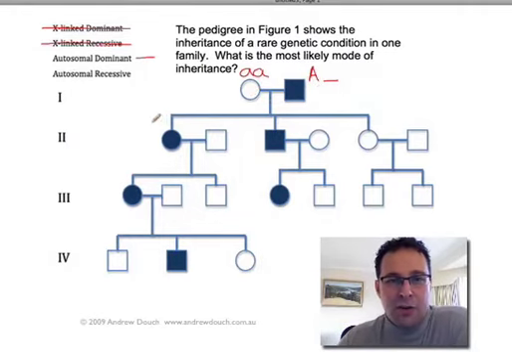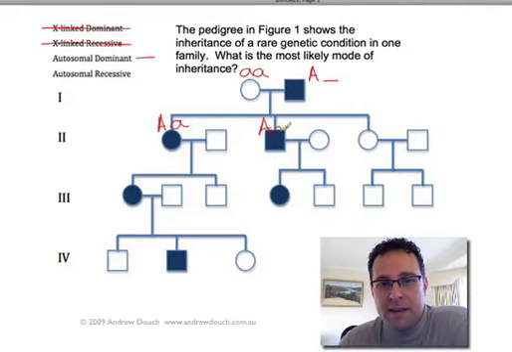They have a girl who must be big A, little a, because mum's only got little a's to give. Her brother here must also be big A, little a, the same.